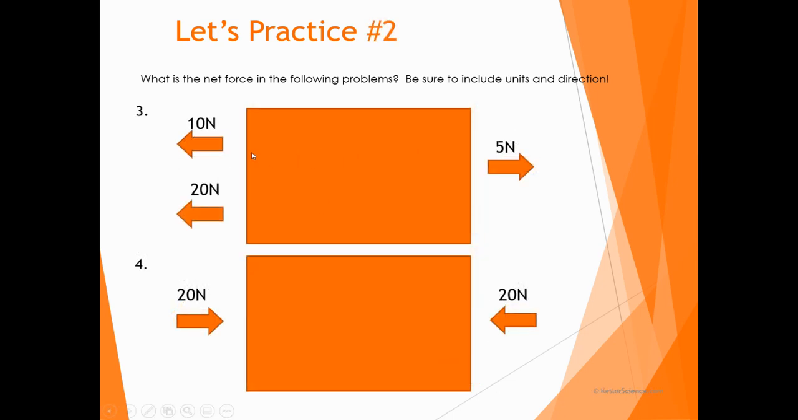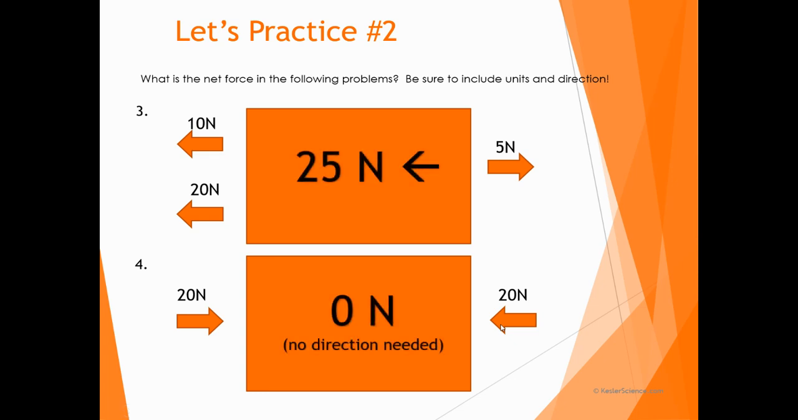So here we've got 3 forces acting on it. We've got 5 to the right, and here we show that there's 10 and 20, which is a total of 30 to the left. And so you can figure out what that one is. And in this case, we have 20 newtons pointing to the right, 20 newtons pointing to the left. So in the first one, we've got 25 newtons and it's going to the left. And in the bottom, it's 0 newtons, and we don't need to write a direction because it's nothing. It's 0. There really is no net force.